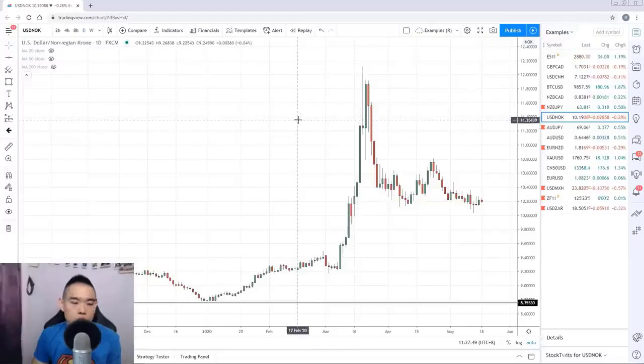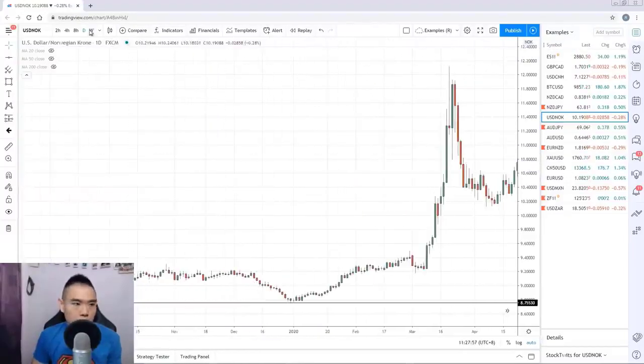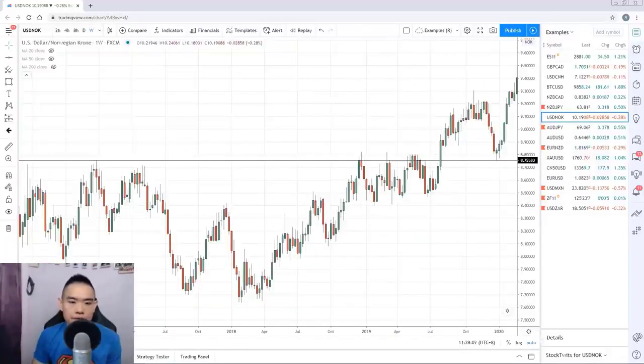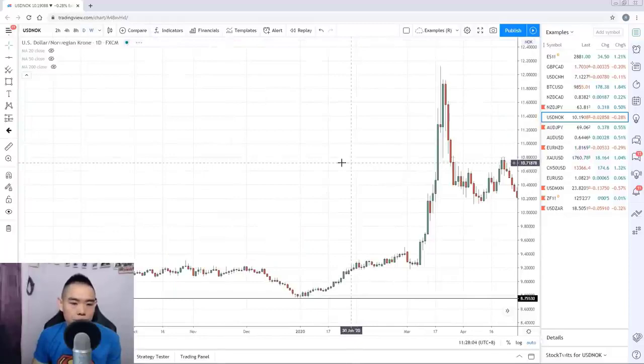Dollar against the Norwegian kroner. Okay, so over here, let me just go up to the weekly time frame. You can see over here that we have a, I think the daily time frame would be pretty sweet as well.